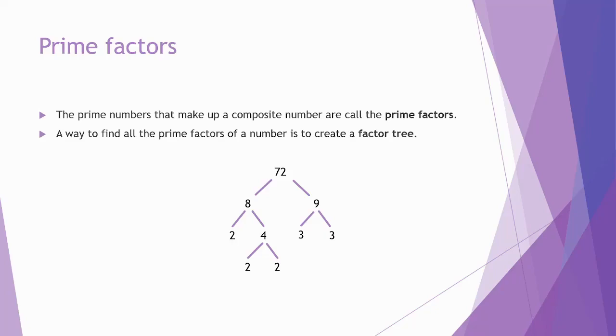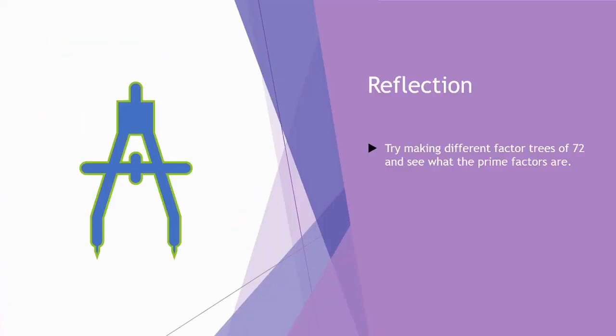And from this, we can say that the prime factors of 72 are 2, 2, 2, 3, and 3. Now we can write this in index form. So writing this in index form is saying that 72 equals 2 to the power of 3 and 3 to the power of 2. This lesson, our reflection is try to make different factor trees of 72.